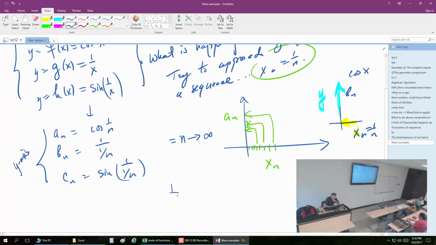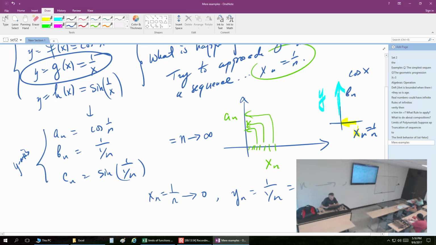So 1 going towards 0, that is my, say, xn. Okay, and then I take my function, which is this one. So yn is equal to 1 over 1 over n, which is n, and it goes to infinity as n goes to infinity. So in other words, the function creates a new sequence from the old.